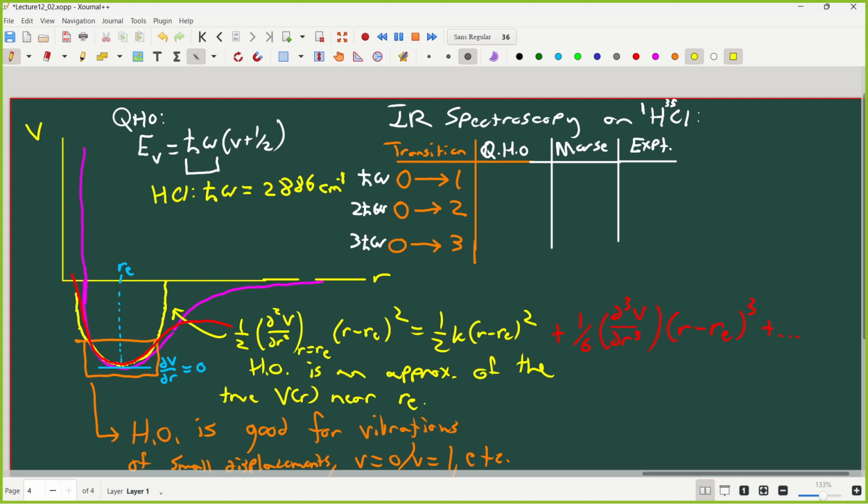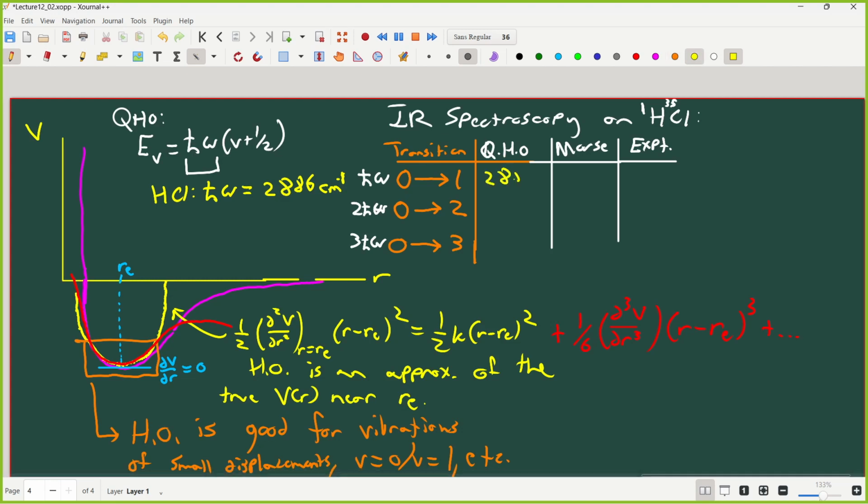So the quantum harmonic oscillator therefore predicts that all of these energy levels are really easy to calculate for a harmonic oscillator. We just multiply by 1, by 2, by 3. So we know that the quantum harmonic oscillator approximation from 0 to 1 is at h bar omega. That's 2886.